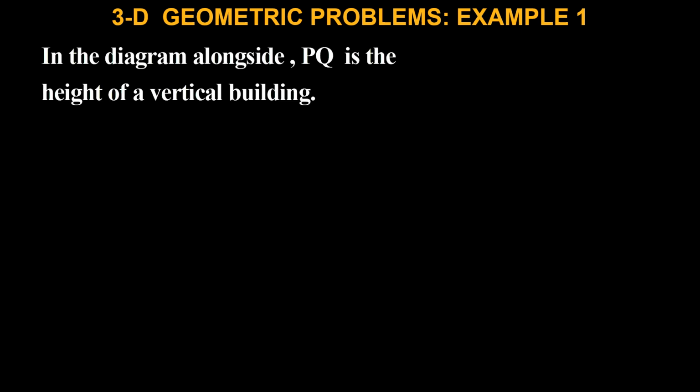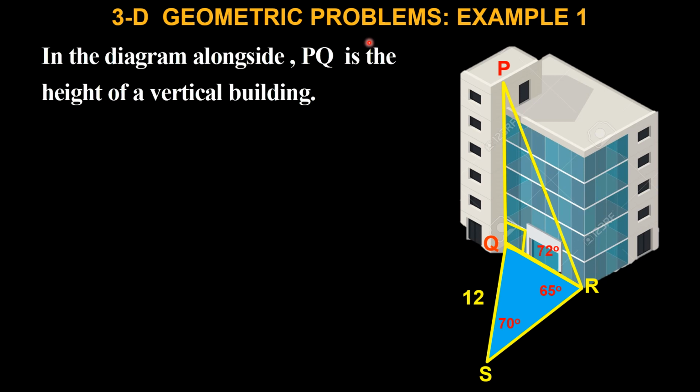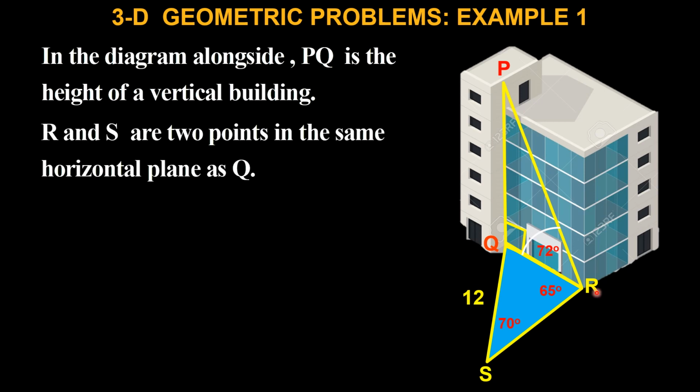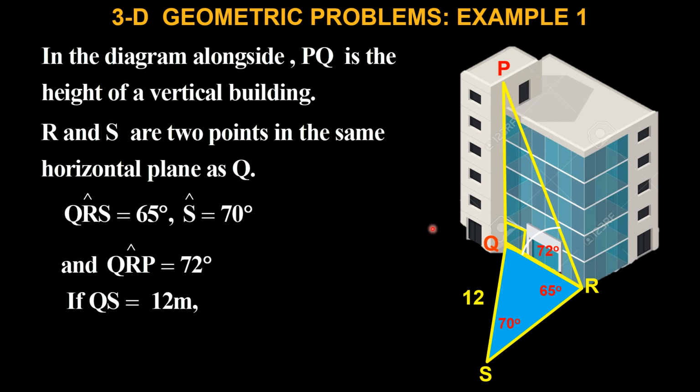Now let's consider our first example. We have a diagram alongside. There we've got a diagram. PQ is the height. There's the height of a vertical building. So that's in a vertical plane. And we know height is also perpendicular. Okay? Then we have R and S. They are points in the same horizontal plane as Q. Right? And then we have some angles given.